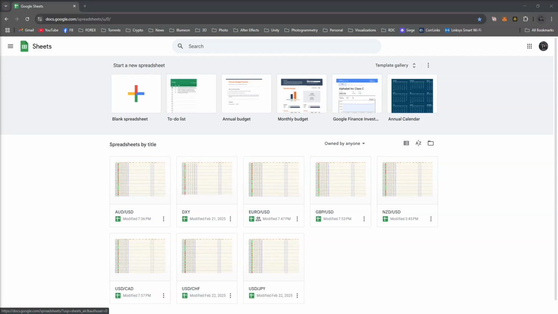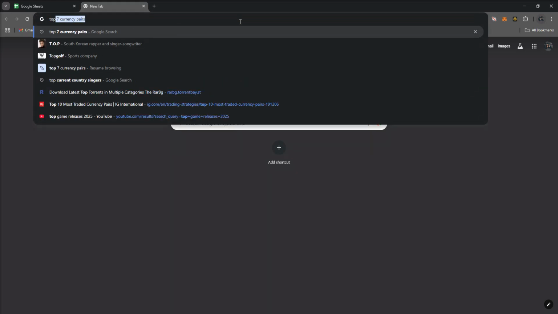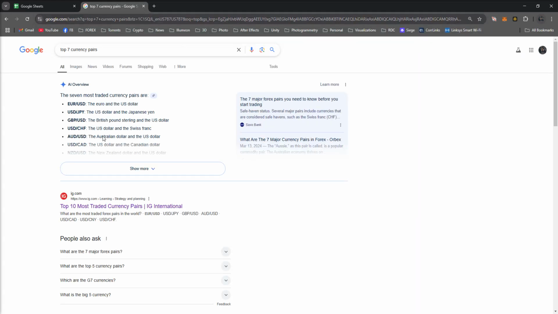Hey, I'm going to show you a little bit of what I do with this forex stuff. I've got all these different currencies here. These are different currency pairs. There's seven of the most highly traded currency pairs. So I can show you the top seven currency pairs.